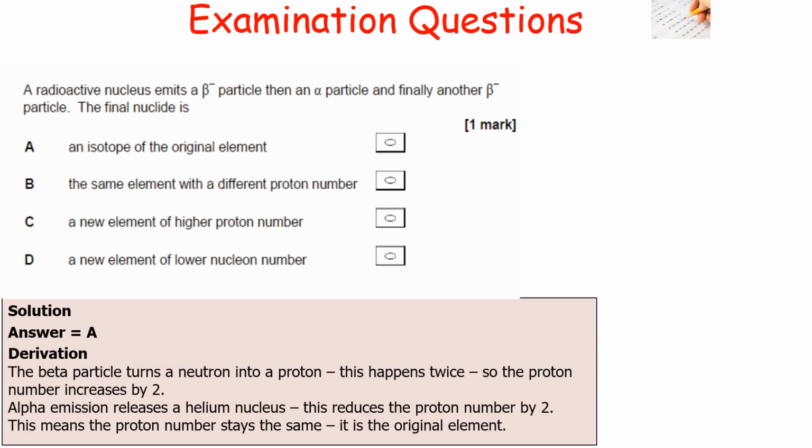Well, our answer here is A, because the beta particle is coming from the beta decay process, which is turning a neutron into a proton. So this happens twice because it's happened in two instances. So the proton number in our nucleus has increased by 2, but the alpha emission releases a helium nucleus, so it reduces the proton number by 2. So when you've increased it by 2 with beta minus decay, but decreased it by 2 with alpha emission, this means that the proton number stays the same. So it's the original element.